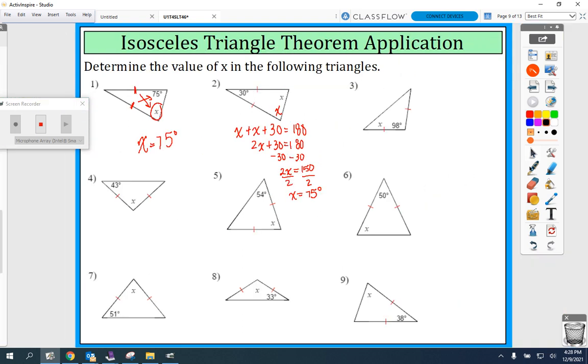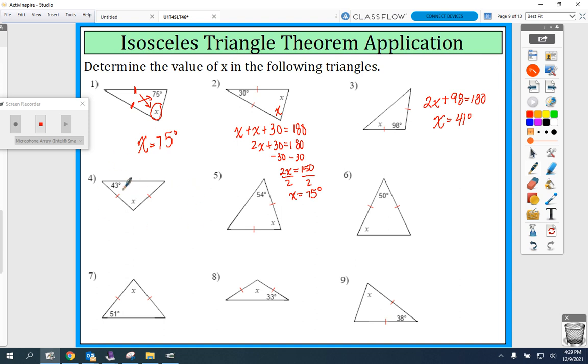All right, so if you were working on this and you had a chance to do some of these, we're going to go through them really quickly. So we know in this triangle, again, that the formula would be 2x plus 98 is equal to 180. If I solve this for x, I would get that x was 41 degrees. Over here, it's the same situation.